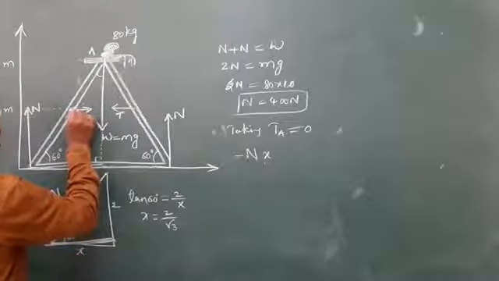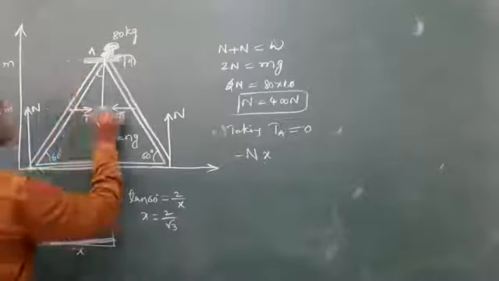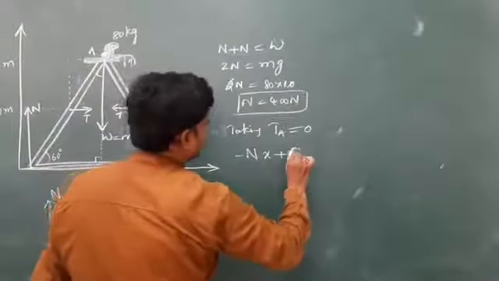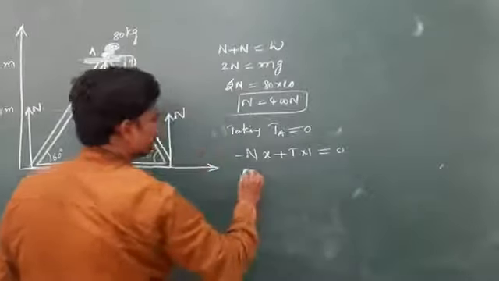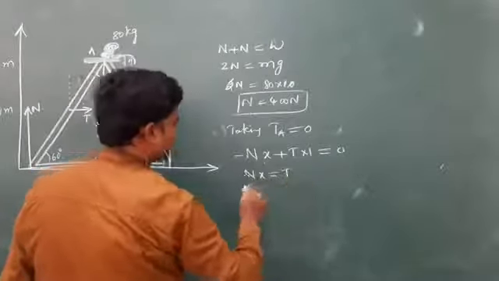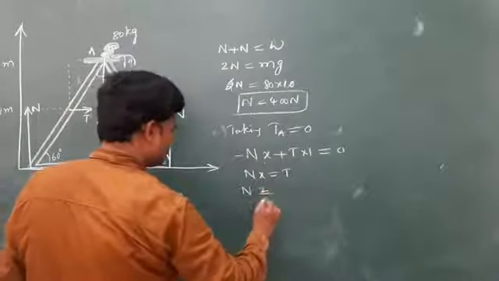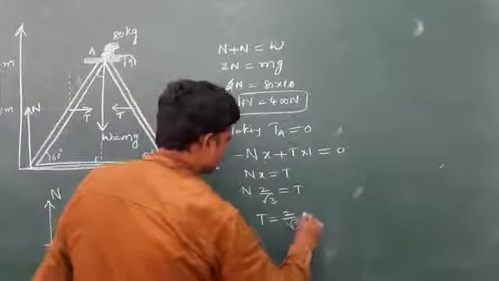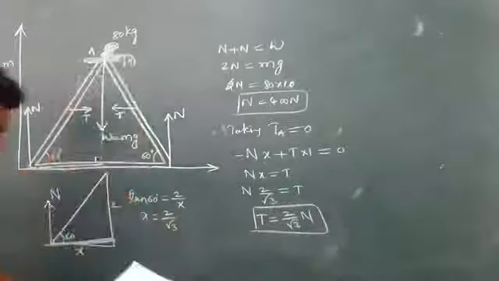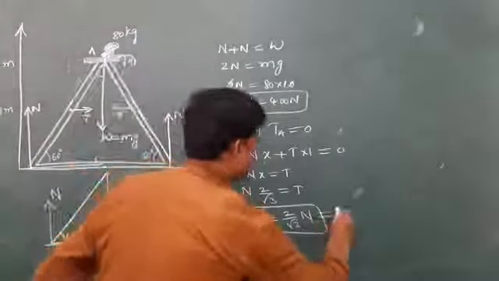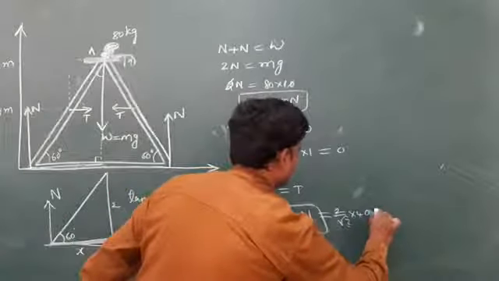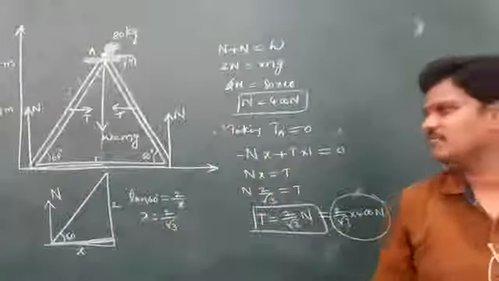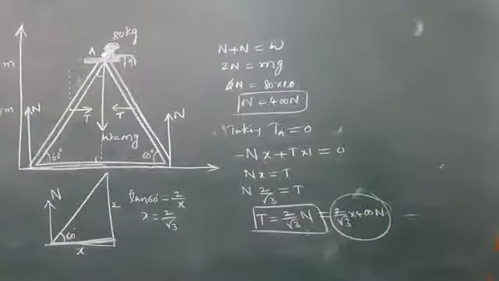Next, coming to the T. T is acting in this direction. For T, there is a 1 meter gap. That is the left side, so T into 1, which is equal to 0. So N into X is equal to T. With X value 2 by root 3, T is equal to 2 by root 3 N. Check the calculation: 2 by root 3 times 400 newtons. So this is the required answer. You can apply it for the right side also, you will get the same.